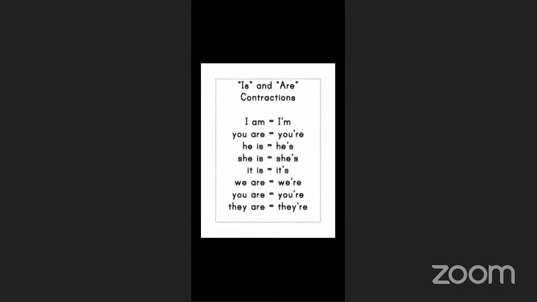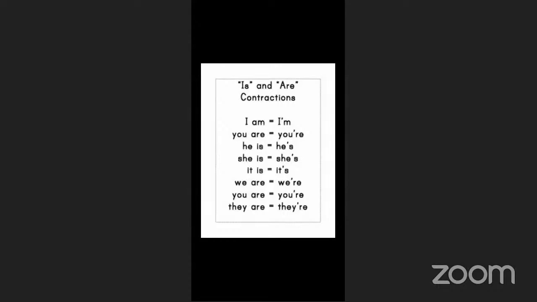Okay. Look at this one. I am, the shortened form of it is I'm. You are, you're. He is, he's. She is, she's. It is, it's. We are, we're. You are, you're. They are, they're. Right.